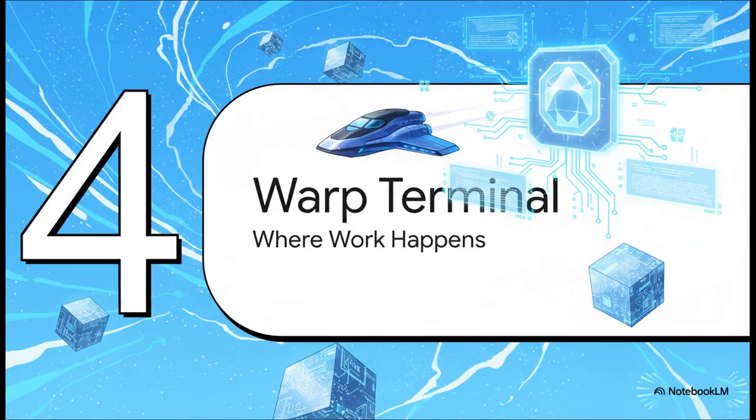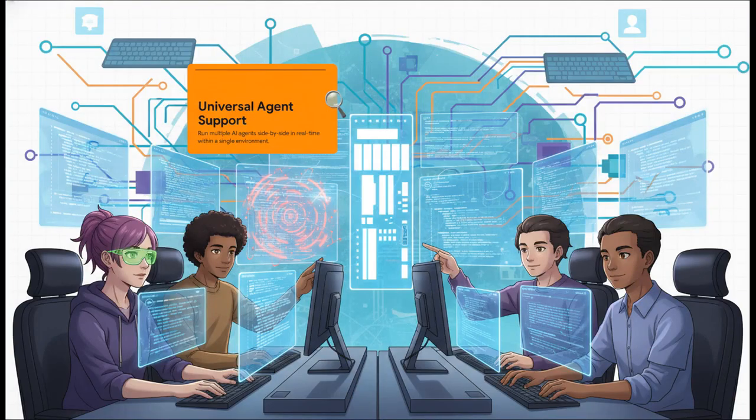Which brings us to Section 4, the Warp terminal environment. This is where the work actually happens. You see, an intelligent model is completely useless without proper environmental integration. You need a place to actually run it efficiently. Well, Warp has just rolled out universal agent support. This is the ability to run multiple AI agents side by side in real time.